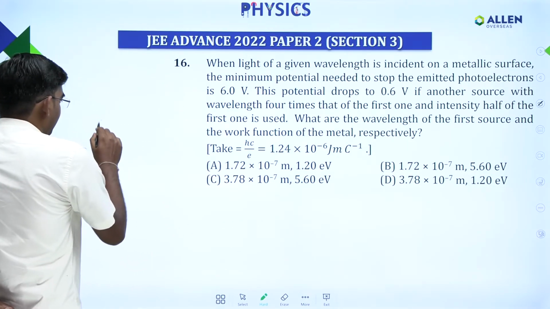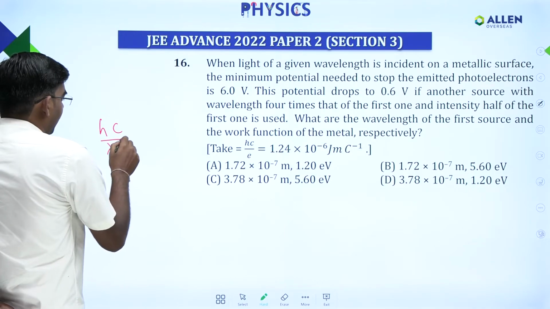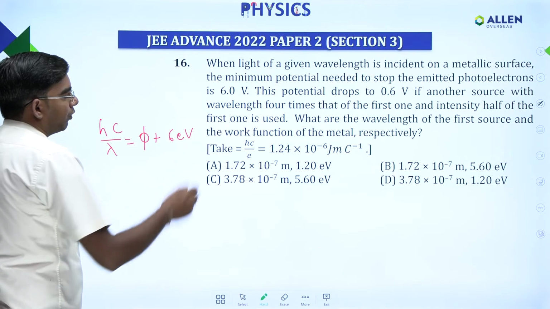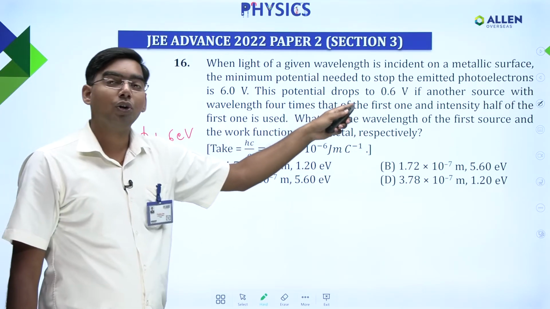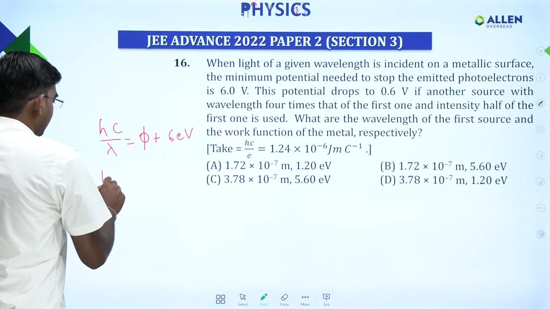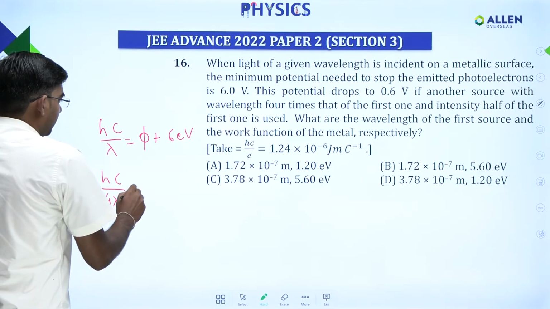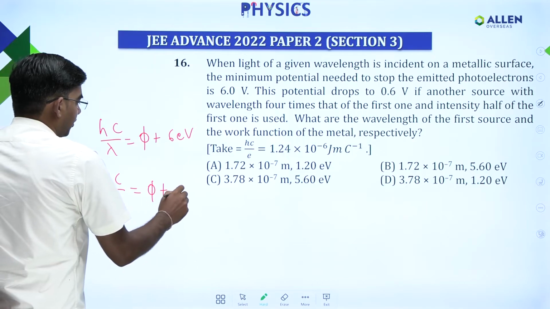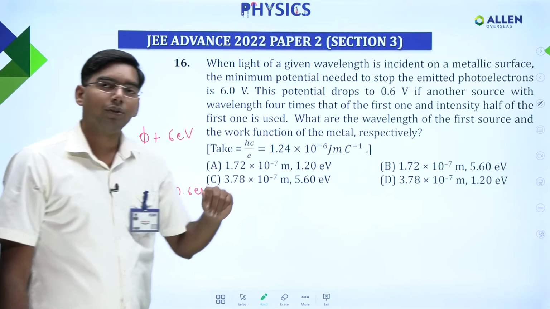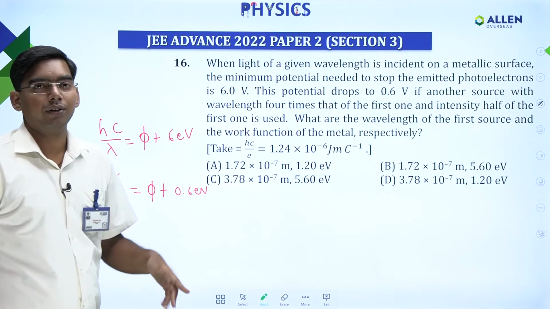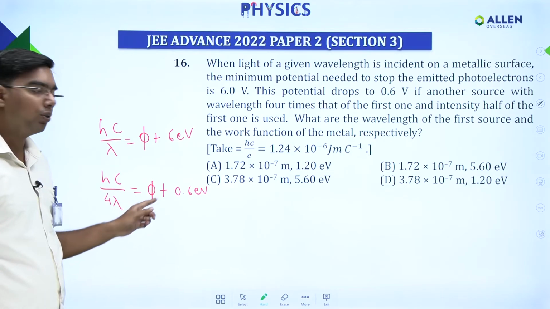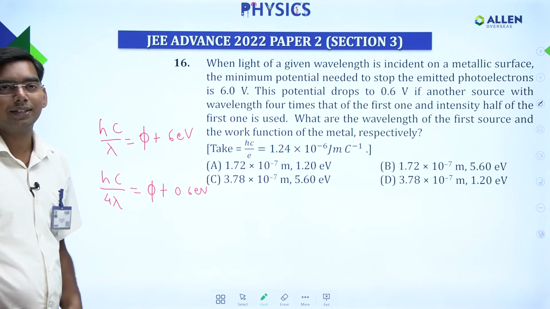So in the first situation, it is given by hc by lambda is equal to work function plus 6 electron volt. Now what they say is this potential drops to 0.6 volt if another source is used and the wavelength is 4 times. That means hc by 4 lambda is equal to phi plus 0.6 eV. So now they are asking me the wavelength of the first source, and secondly the work function. Now you know that you have two equations, two unknowns, right? Lambda is one unknown, phi is another unknown. You can easily solve them.